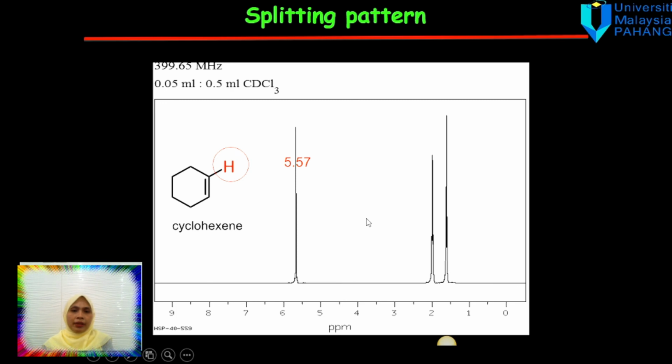In this example, how many signals appear? This hydrogen is more downfield because it is directly attached to C double bond C, and the other signal is for these two methylene groups, and these two are another signal. That's why we have 3 different signals.